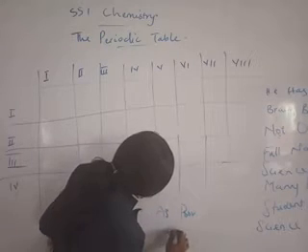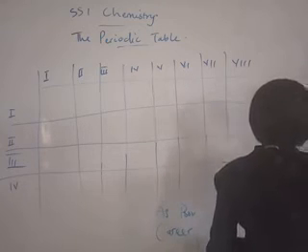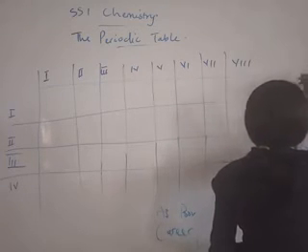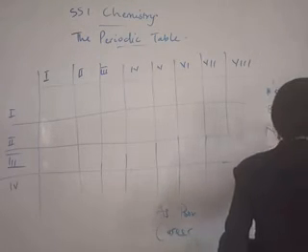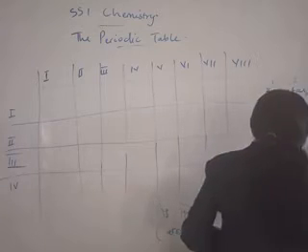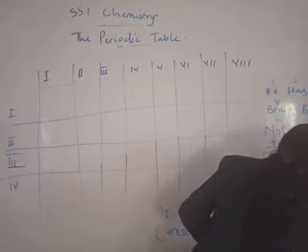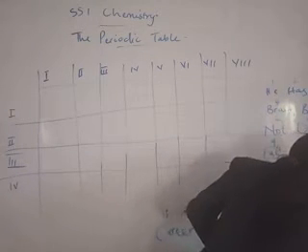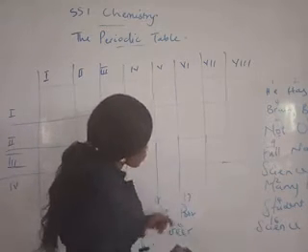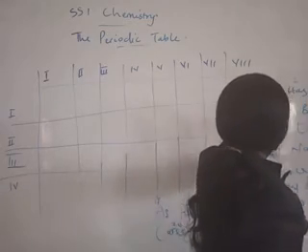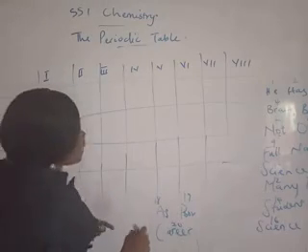I'm going to explain what this means. We are arranging the elements in order of their atomic numbers. This is 1 for atomic number 1. We have 2, 3, 4, 5, 6, 7, 8, 9, 10, 11, 12, 13, 14, 15, 16, 17. This is 18, 19, and 20. The one with atomic number 1 stands for hydrogen. This is the symbol. Atomic number 2 stands for helium.